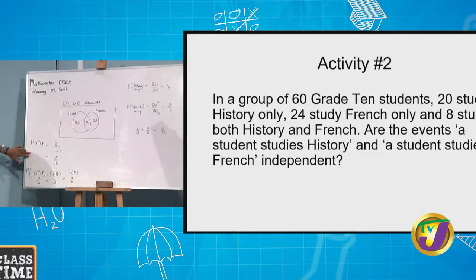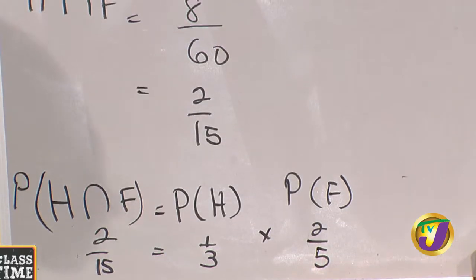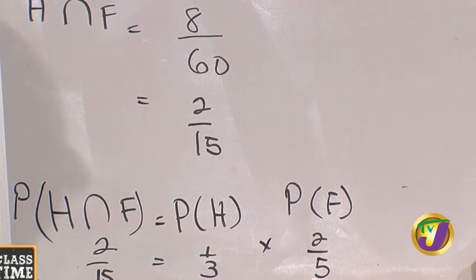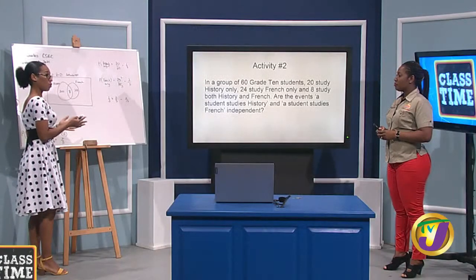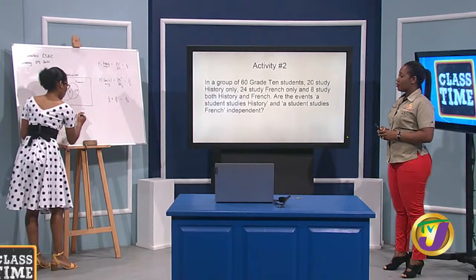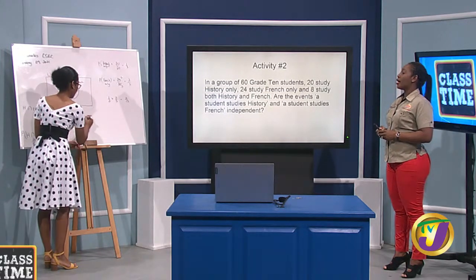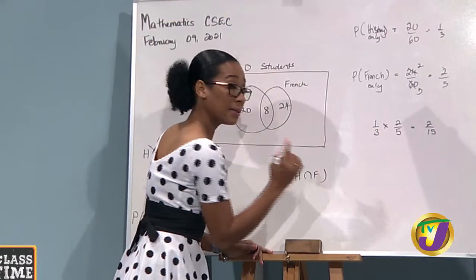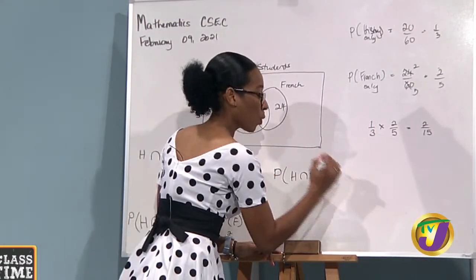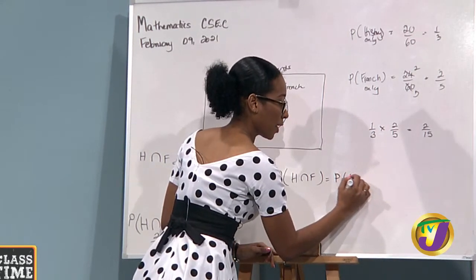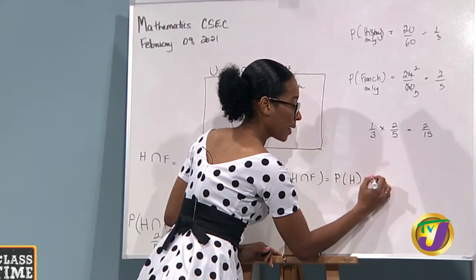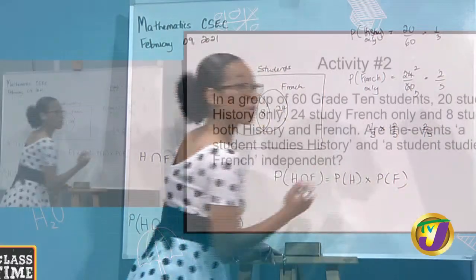The calculation is correct. We have 1/3 multiplied by 2/5 gives us 2/15, and it is exactly what the Venn diagram would have shown, that the intersection of history and French is 2/15. So we can arrive now at a little conclusion, a way of working with independent events. The probability of H and F, history and French, is equal to the probability of history only multiplied by the probability of French only.